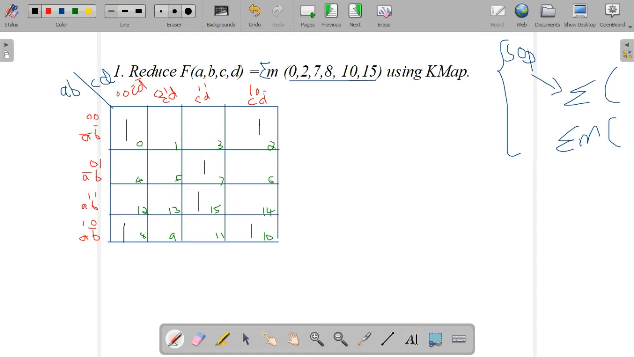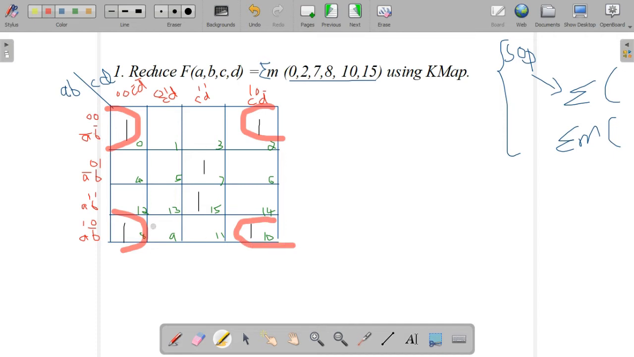Now first we have to find whether there is any octet formation. Any 8 values here? No, it's not possible. If 8 adjacent ones are there, we mark it as an octet. So there is no octet. Next, quads: 4 ones are there. We can make a quad, but based on which condition? These ones are in the corners. If they are in the corners, we can do the map rolling. Yes or no?